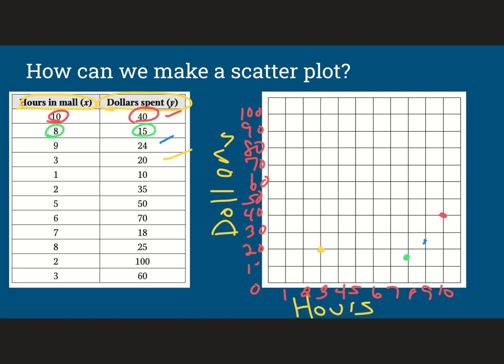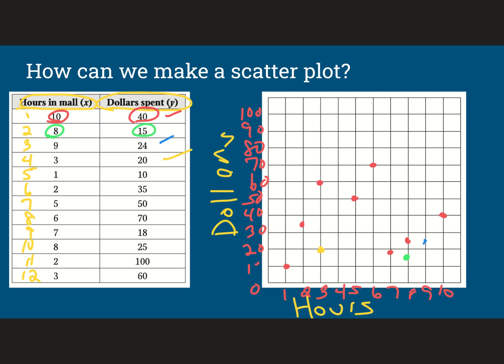Now, you would do these all the same color. And again, we're going to keep going. I should have as many points as I have rows. So I have 1, 2, 3, 4, 5, 6, 7, 8, 9, 10, 11, and 12 points. So by the time I'm done, I should have 12 points. Okay, so I've got all of my points now.